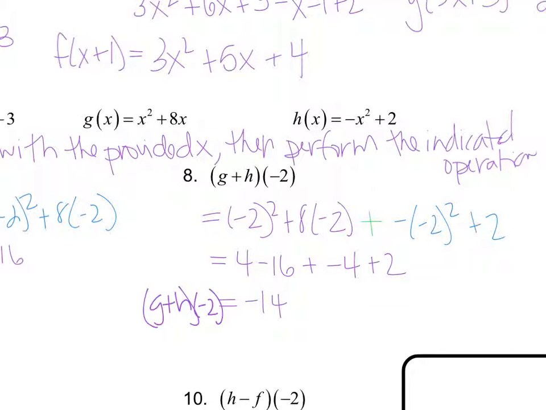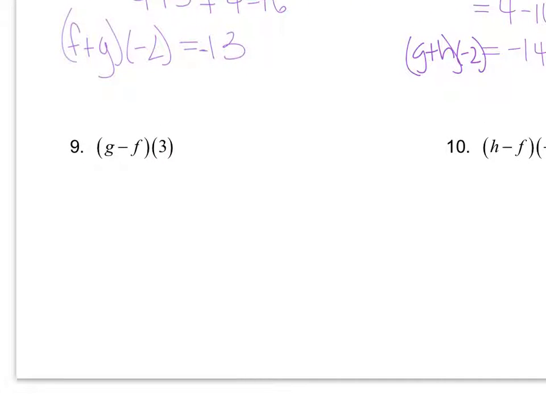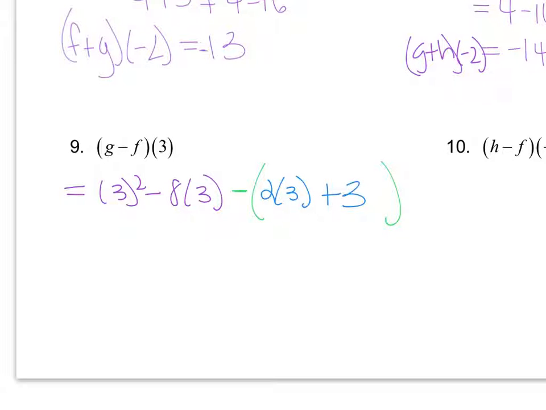All right, let's go ahead and go down to number 9. Okay, we have to be careful on 9 because of the subtraction. Okay, you have to make sure that you subtract the entire function of f, or whatever the second function is. So for g, we have 3 squared minus 8 times 3 minus the entire function of f. Okay, so in this case, 2 times 3 plus 3. Okay. So we get 9.